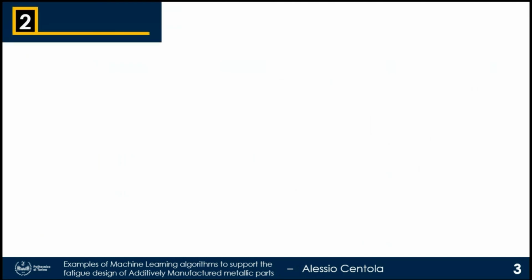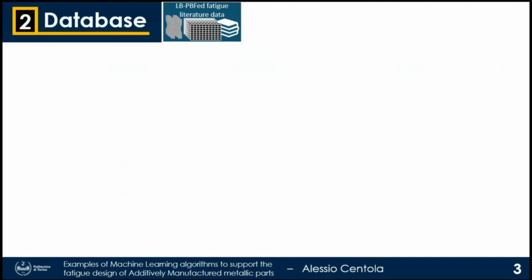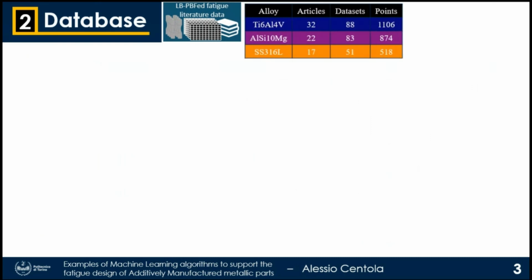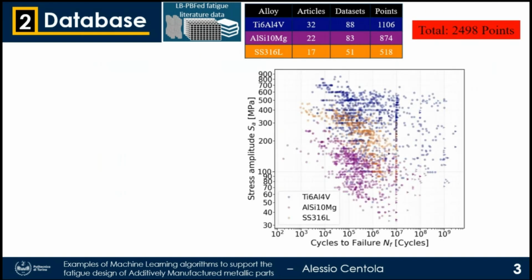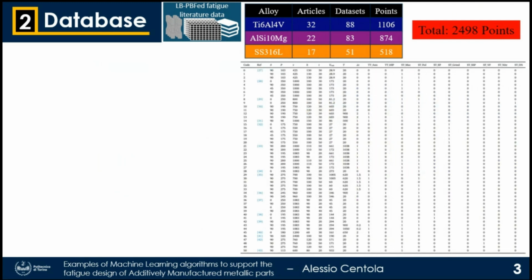To do so, we, of course, need to build a training database from fatigue literature data. In this research, 3 alloys have been exploited for a grand total of more or less 2,500 points. In total, we have a bit more than 70 articles, more than 200 data sets, and as I said before, a bit less than 2,500 points, and we can see them all scattered around the SN diagram. And as an example, I will take stainless steel.